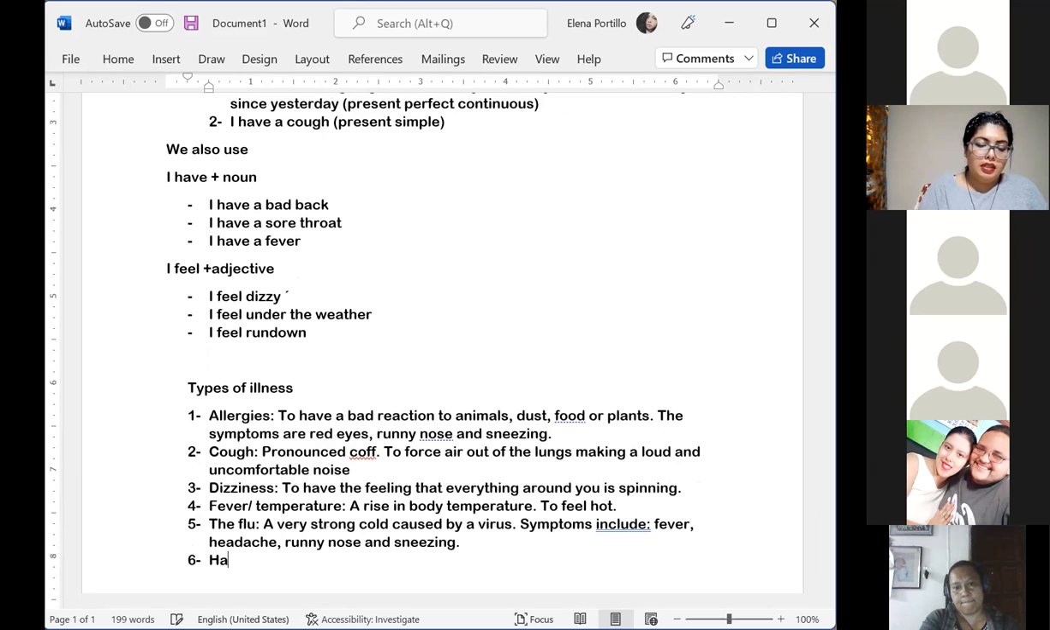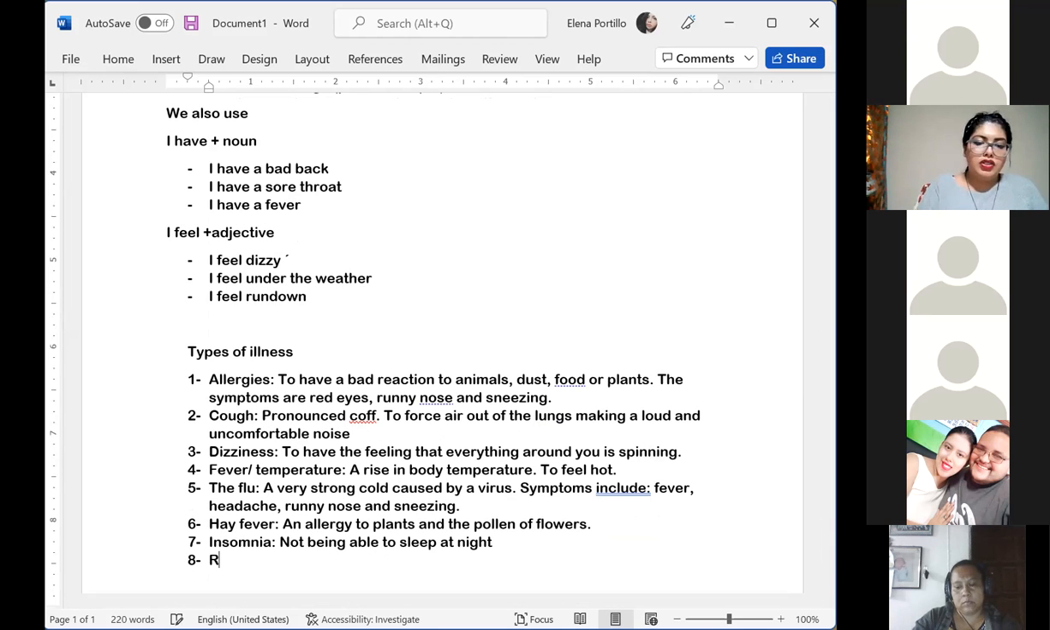Then we have number six, hay fever. This one is an allergy to plants and the pollen of flowers. Then we have insomnia. Not being able to sleep at night. Rash.